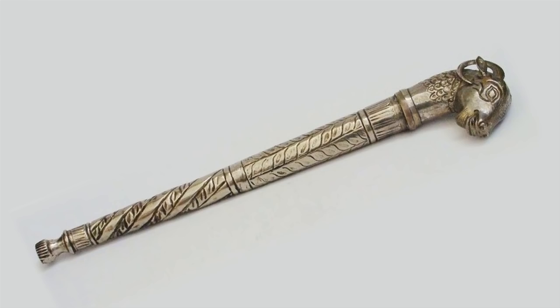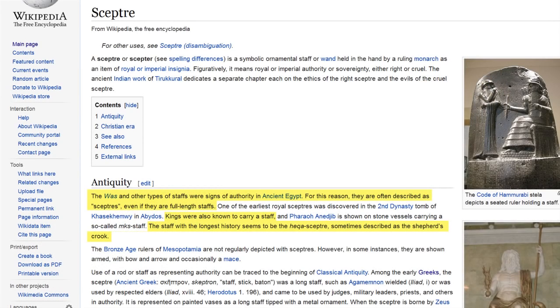It's what they represent. When we look up what a scepter is, we find out that the was staffs and other types of staffs were signs of authority in ancient Egypt. For this reason, they are often described as scepters, even if they are not full-length staffs. Kings were also known to carry a staff, and the staff with the longest history seems to be the Heqa scepter, sometimes described as the shepherd's crook. So note that of all the different types of staffs and scepters, the one with the longest history is the shepherd's crook as a scepter.